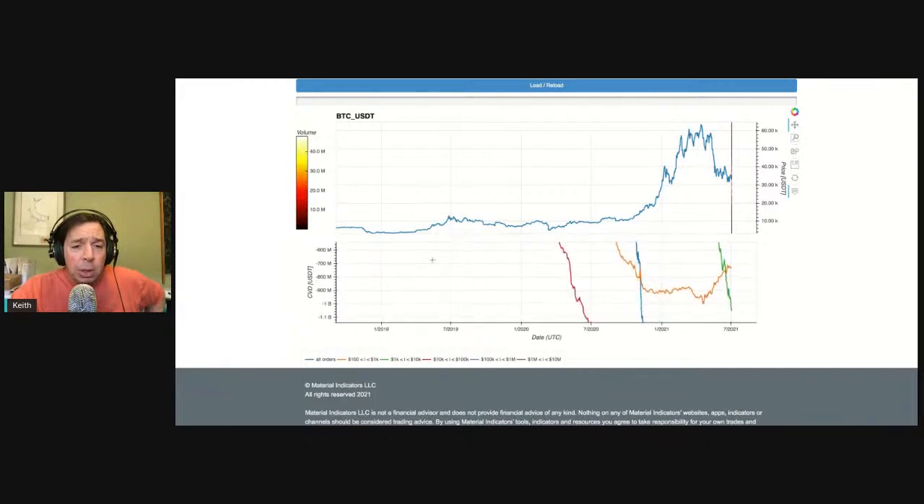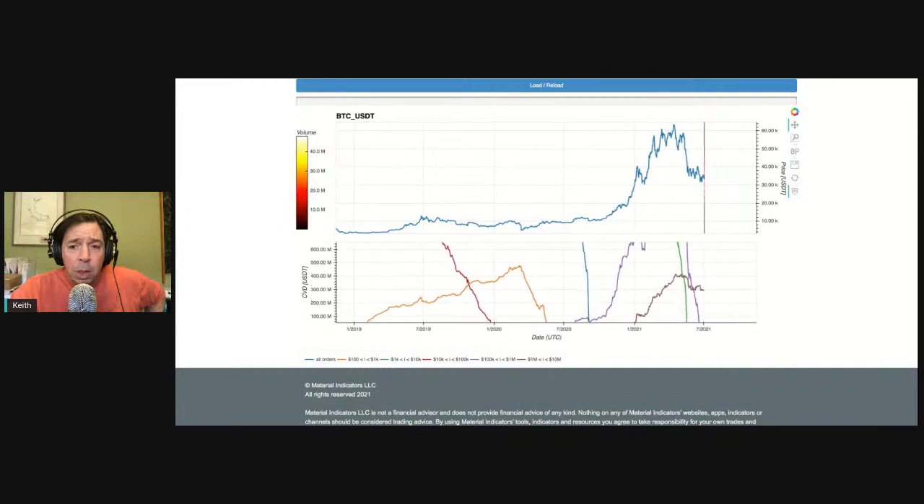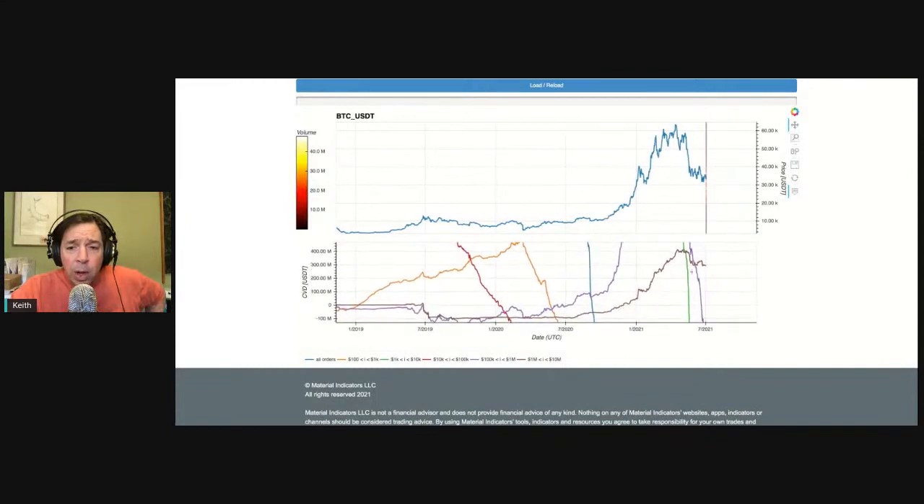Let's really make this easier to see. So ultimately, it looks like a little over 400 million was bought, and they only sold 100 million. Okay, in that particular class.